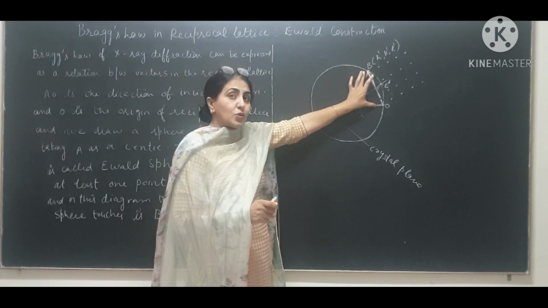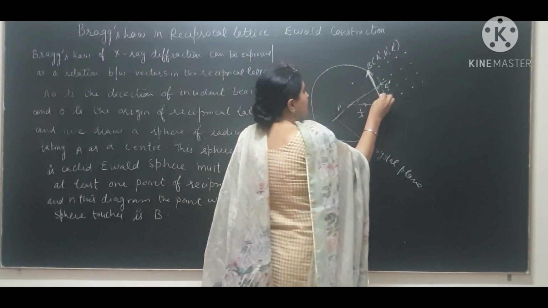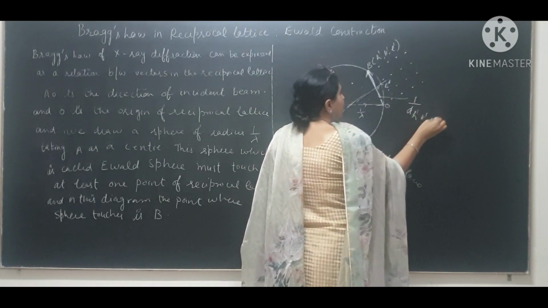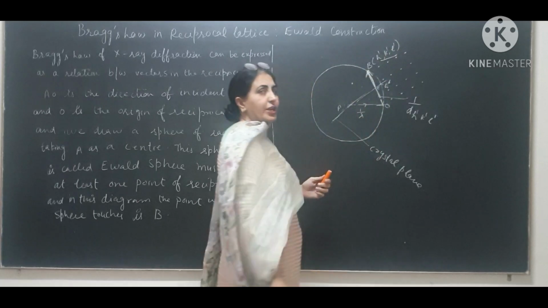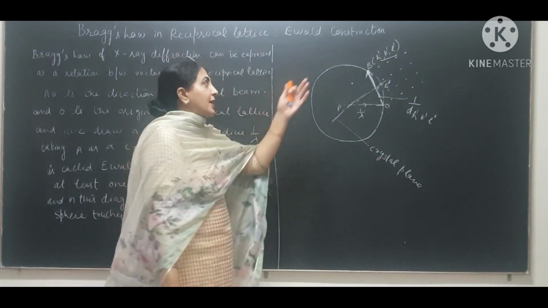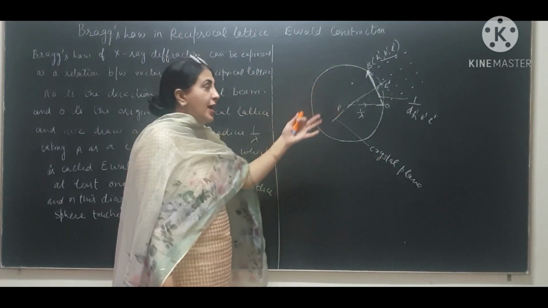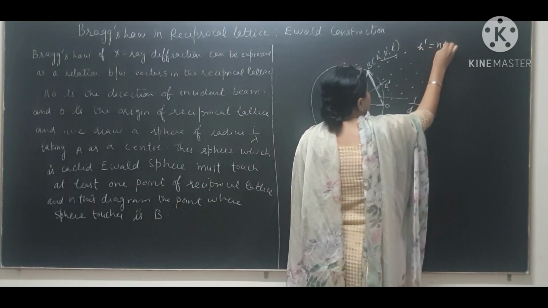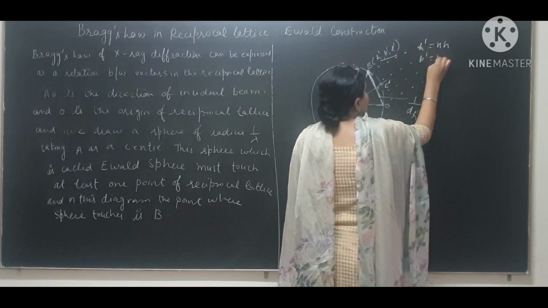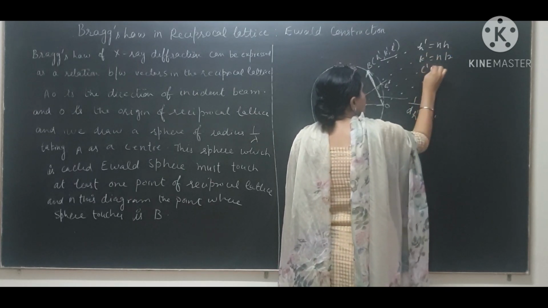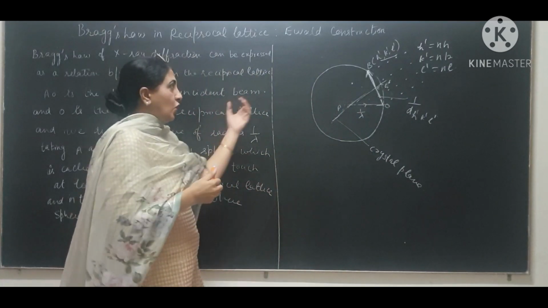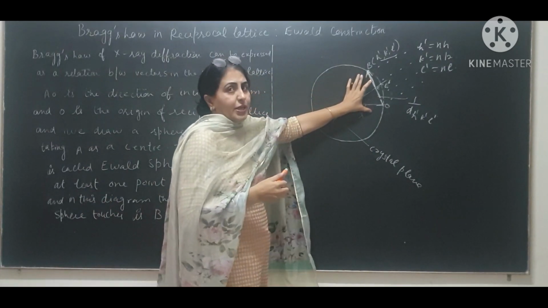So its length we take as 1 over d h' k' l'. The coordinates of these points are h' k' l', and we know that h' is nh, k' is nk, and l' is nl. So this is a reciprocal lattice point.